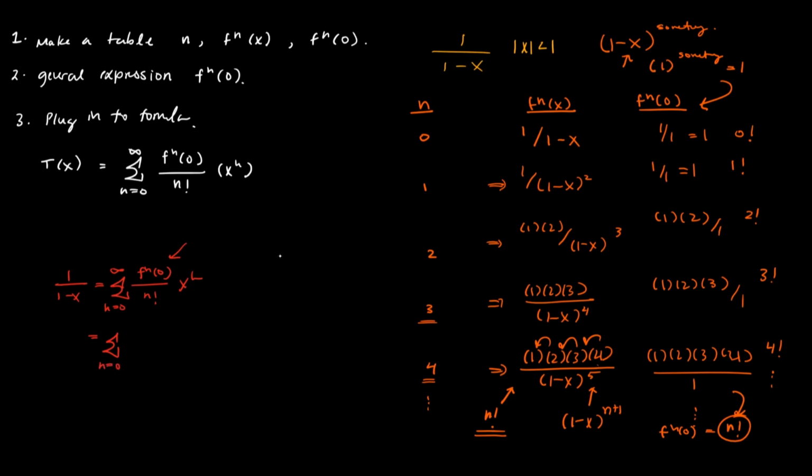It's the sum from n equals 0 to infinity of n factorial over n factorial times x to the n. And these cancel each other, so we're left with the sum from n equals 0 to infinity of x to the n. And that is your general zero-centered Taylor series for 1 over 1 minus x.